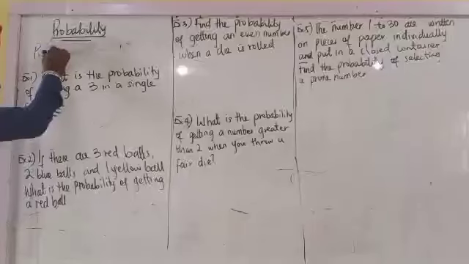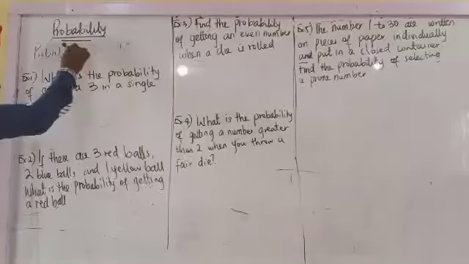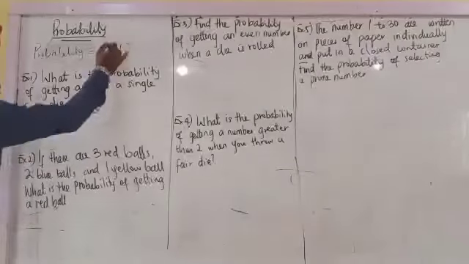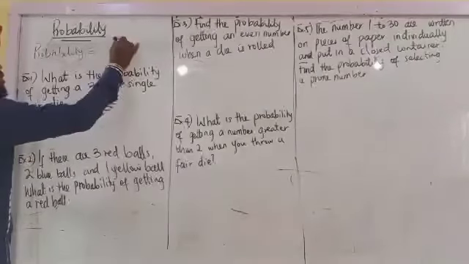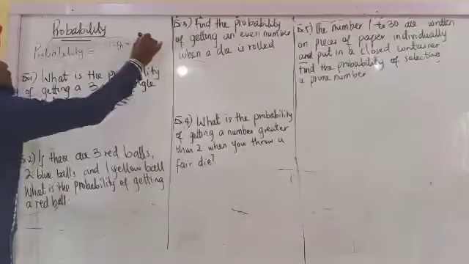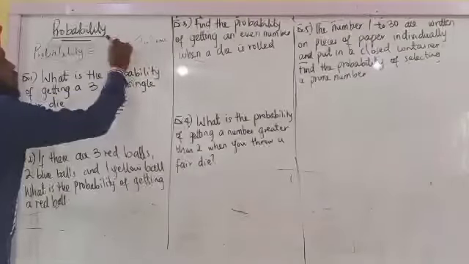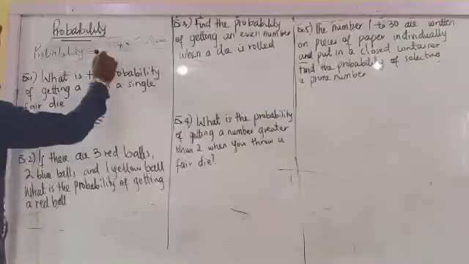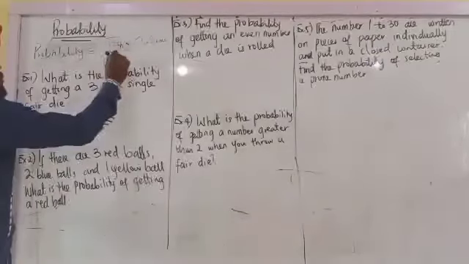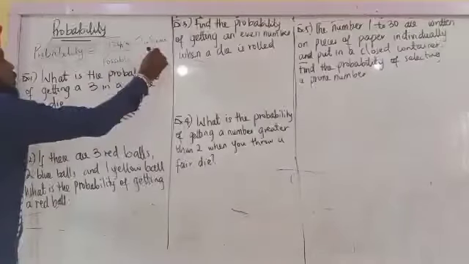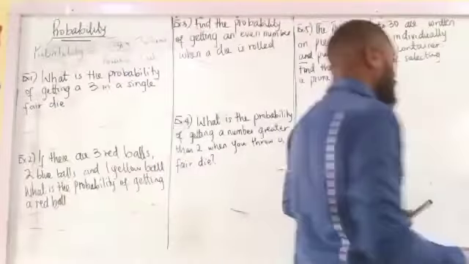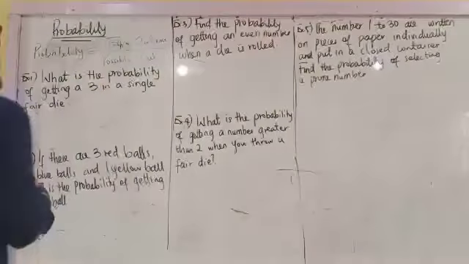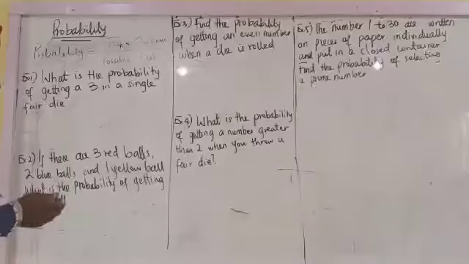Probability is equal to the favorable outcome over the possible outcome. Favorable outcome over possible outcome. That is the formula for probability. Now, example one.